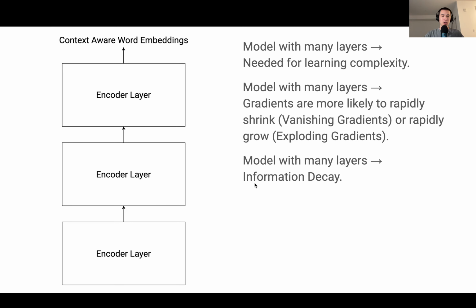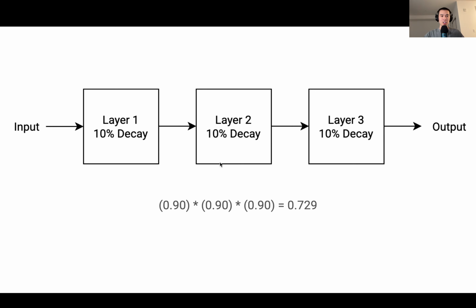What do I mean by this last part here? Information decay. In this contrived example, let's say that when the input goes through these 3 layers, we'll use a random number. Let's say there's a 10% decay or like a 10% information loss. So only 90% of the input information will be saved or preserved, which isn't the worst thing in the world. But if you do 0.90 times 0.90 times 0.90, after layer 3, only about 73% of the original input information is still intact, so to speak. So how could we overcome this information decay, so to speak?